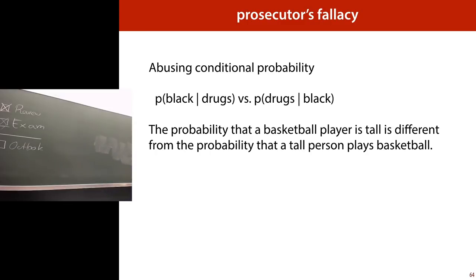The clearest example is the probability that a basketball player is tall is different from the probability that a tall person plays basketball. So in this case, it's very straightforward to say that if somebody is a basketball player, they are tall. But if we are looking for tall people, I'm saying this right? If we know that somebody plays basketball, we know that they're tall. But if we're looking for basketball players, it's still pretty inefficient to just go up to random tall people and ask if they're basketball players.